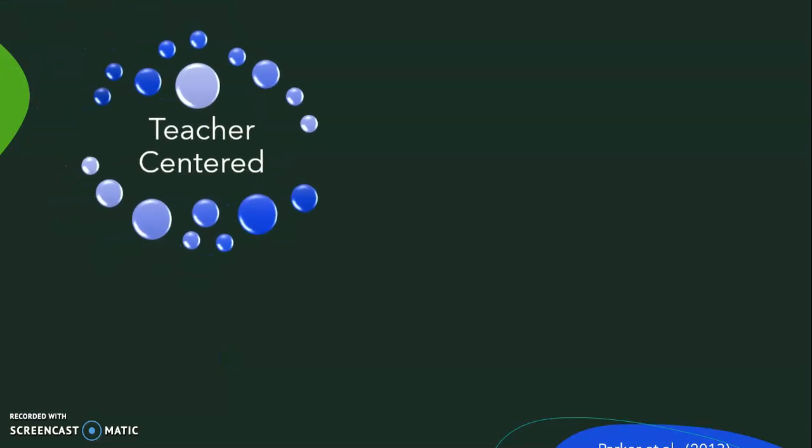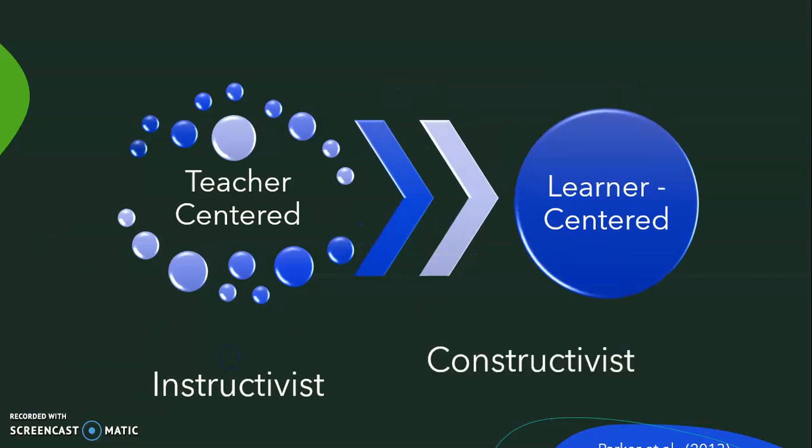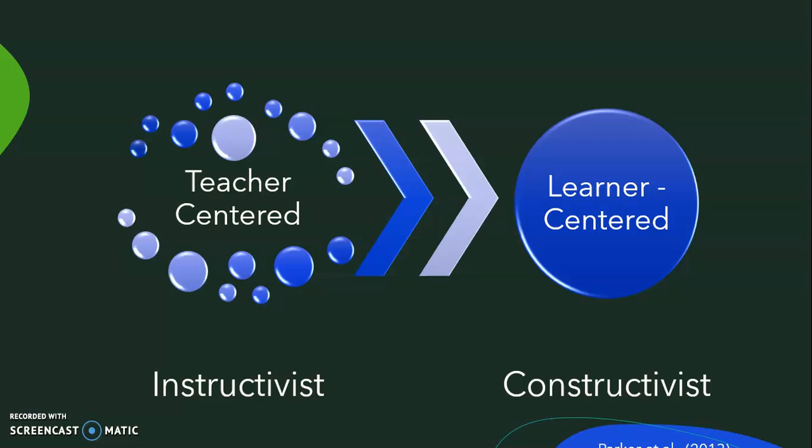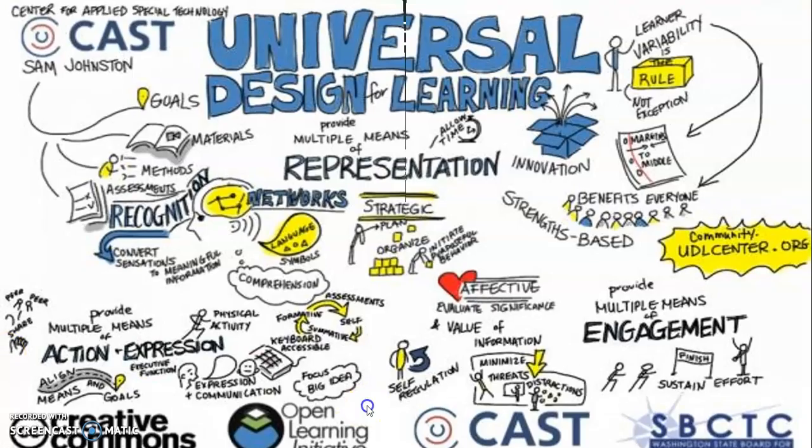So my learning environment should move from just teacher-centered to learner-centered, move from instructivist to constructivist, applying engaging activities throughout all phases of the design process, and of course using multiple means of representation. Multiple means of action and expression and engagement will be the string that ties everything together.